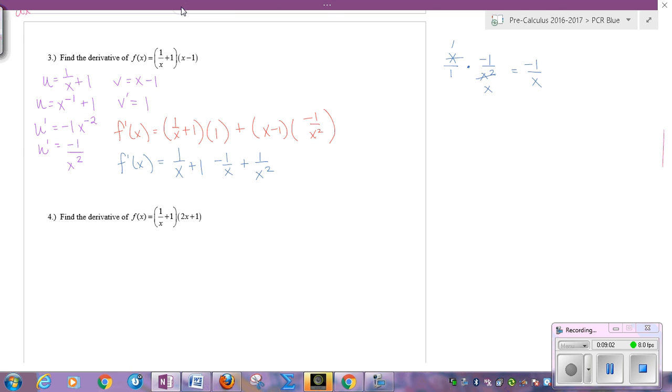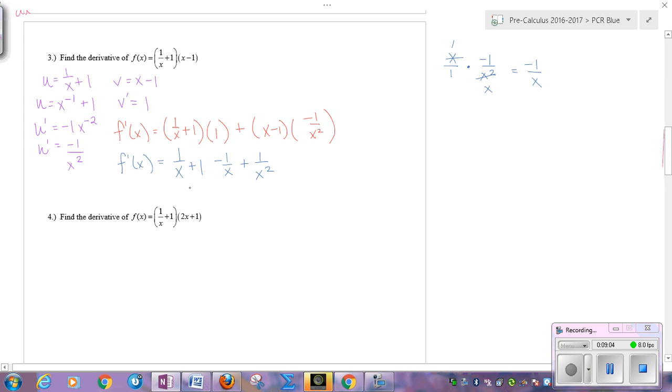All right, see anything you can do there? Yeah, that positive 1 over x and negative 1 over x cancel. So you're going to end up with the derivative is equal to 1 plus 1 over x squared.